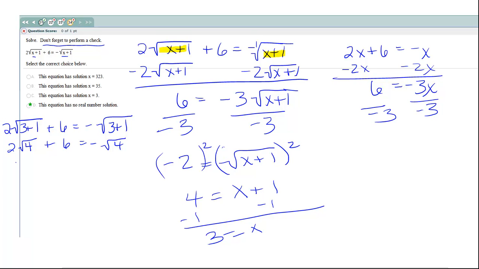Now I simplify further because I have numbers here. The square root of 4 is just 2. It's negative 2 because of the negative sign out here. So then I have 4 plus 6 equals negative 2. 4 plus 6 is 10. It doesn't equal negative 2. So this has no solution.